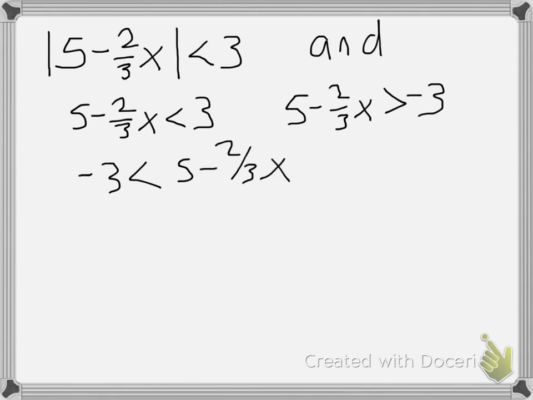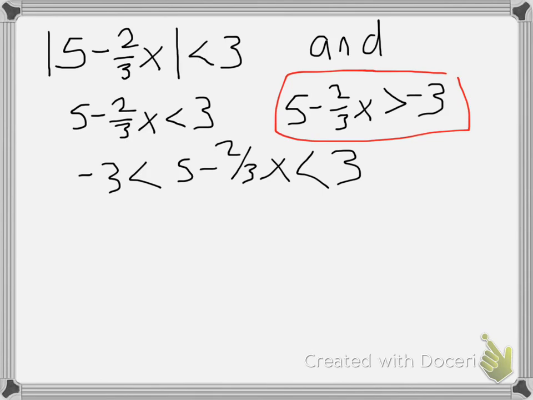Notice all I did was take this part right here and write it the other way. Okay? And then this, I just keep writing it, is less than 3. So now what do I do? Well, I've divided by 3 here. Okay? So let's take everything and multiply it by 3. And when I say everything, I mean everything.